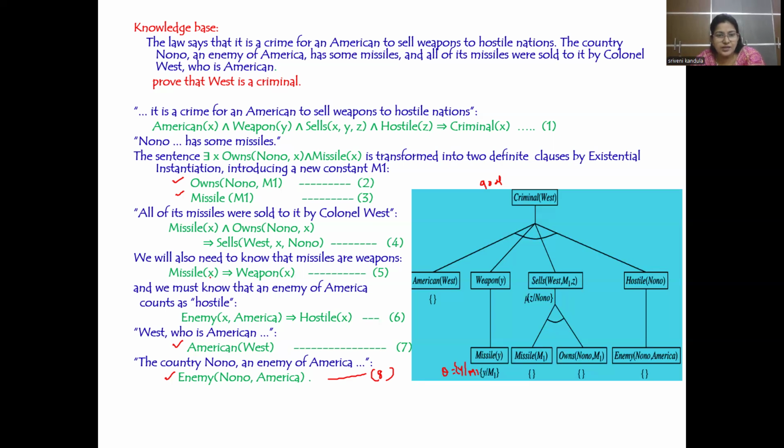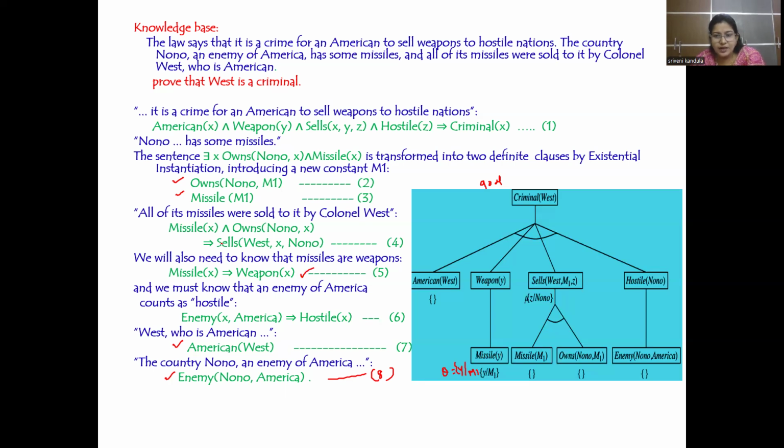Here, if X is a missile, then X is a weapon. So I can use this statement and then I can draw from this weapon of Y. Okay, so this I have drawn, done. Next, what other things do I need to derive?